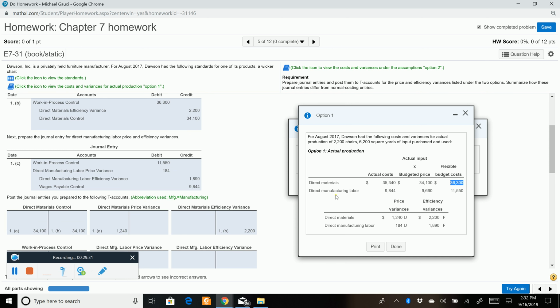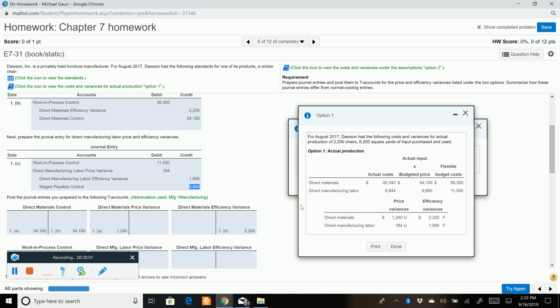So the labor, how much labor was allowed for this level of activity? $11,550. That will be the debit to the WIP, very similar to the debit to the WIP account for the materials. It's based on the flex budget, the amount allowed for this level of activity. But what is the actual labor cost? $9,844. That's going to be the wages payable. That's what we're paying out to our employees, the actual.